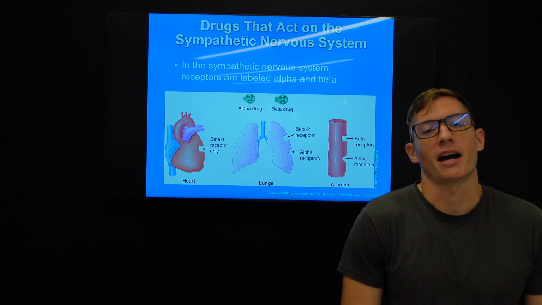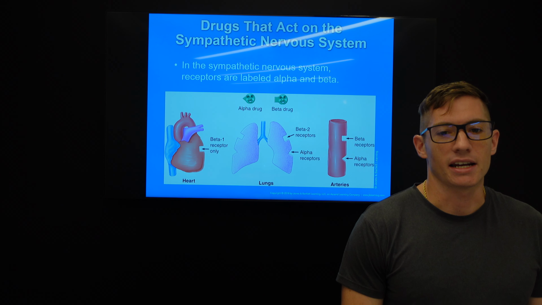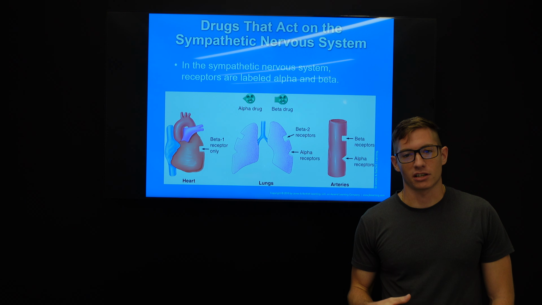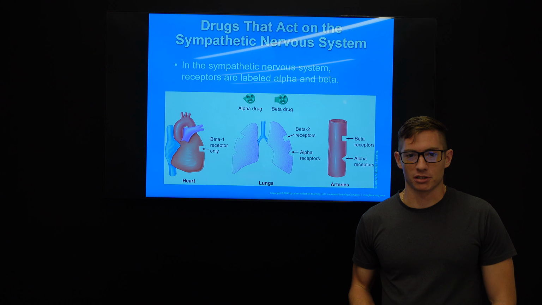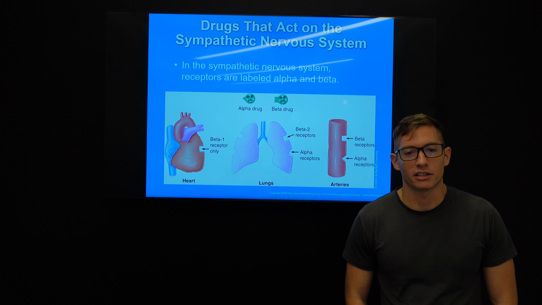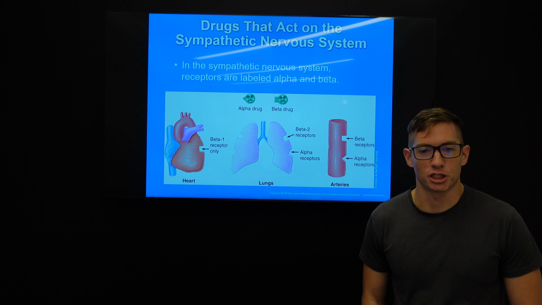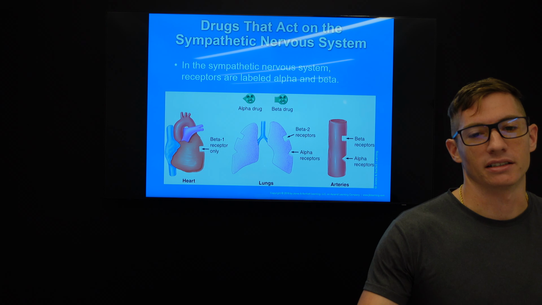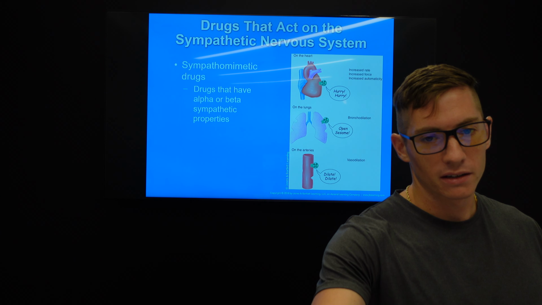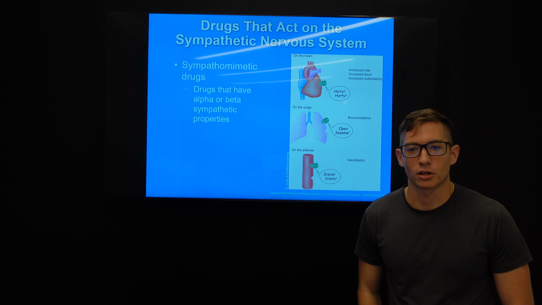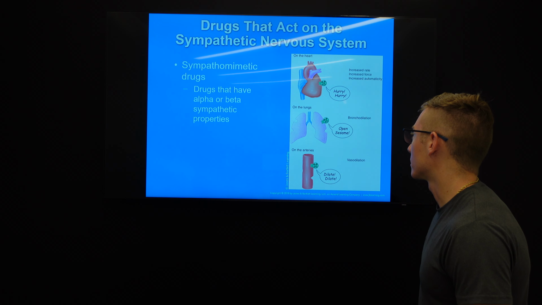Arteries have receptors for alpha and beta agents. An alpha drug will cause vasoconstriction. A beta agent is going to cause vasodilation. The lungs have alpha and beta receptors. Alpha agents can cause minor bronchoconstriction, and beta adrenergic agonists trigger significant bronchodilation. Drugs that have alpha or beta sympathetic properties are called sympathomimetic drugs.